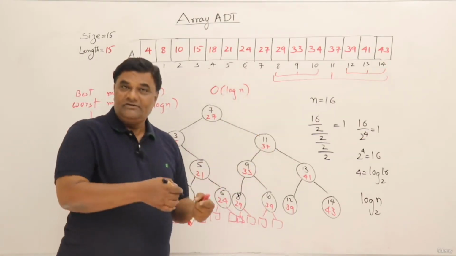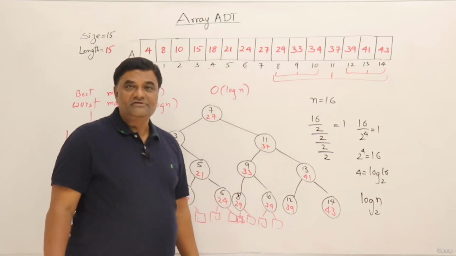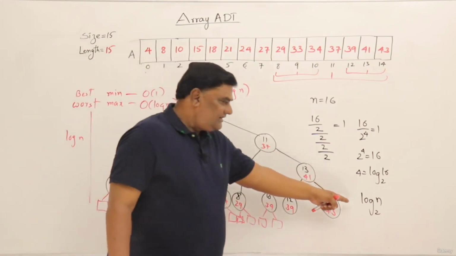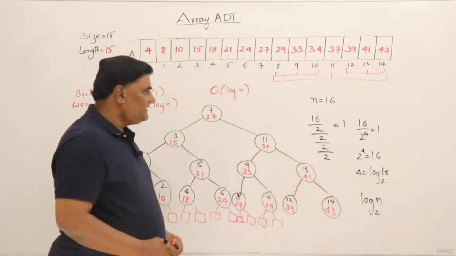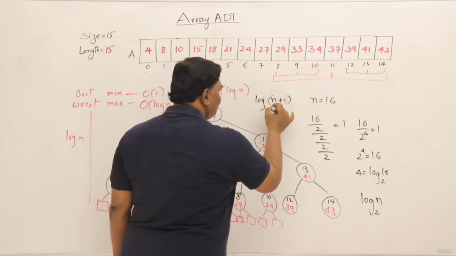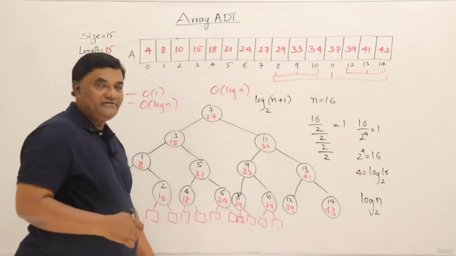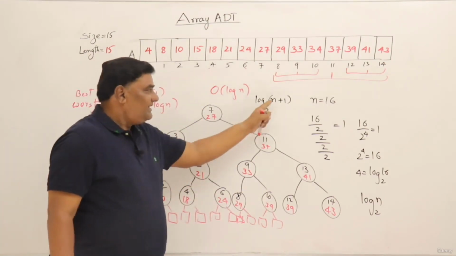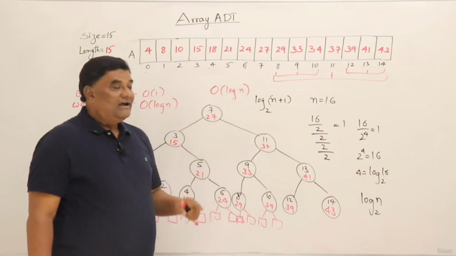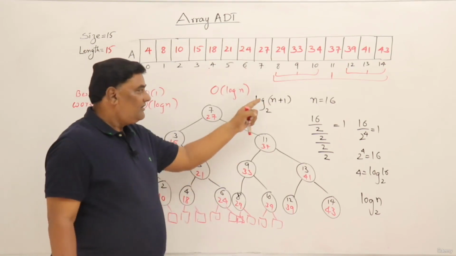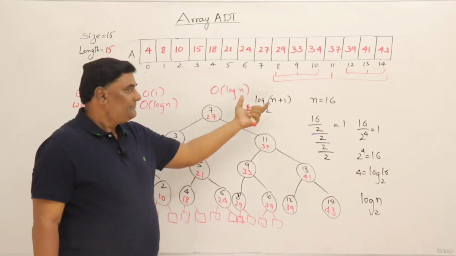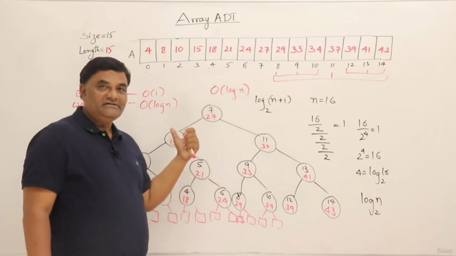Otherwise, 15 means 15 by 2 is 7, so we will not get exactly powers of 2. So I have taken an example of 16. From 16 we can observe that it is log n base 2. Whatever the number of elements you have, n plus 1, then log base 2 gives the exact answer. Here 15 elements were there, then you add 1 to get 16, so log 16 base 2. So the exact formula is log of n plus 1 base 2, but roughly we take it as log n, because the polynomial degree is log n.